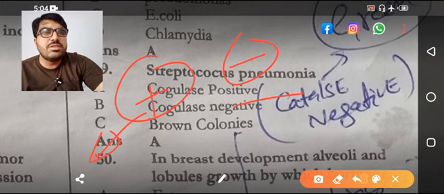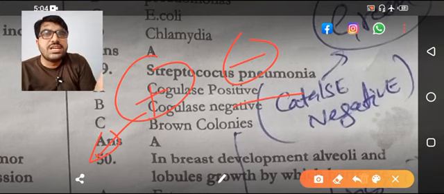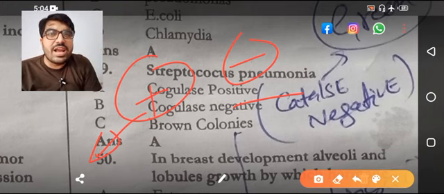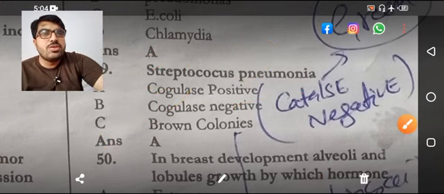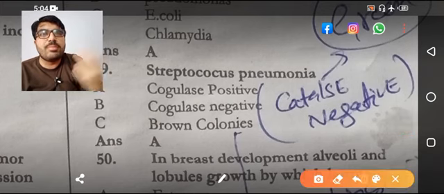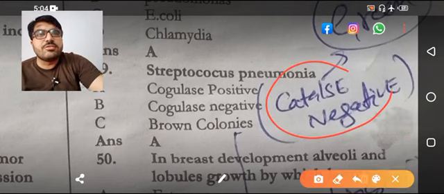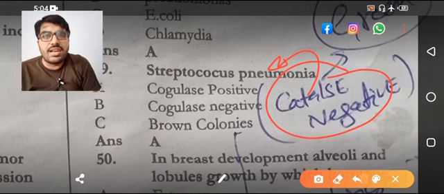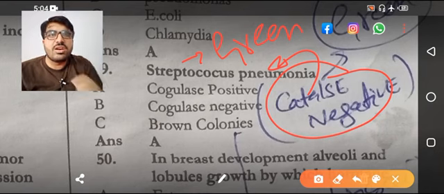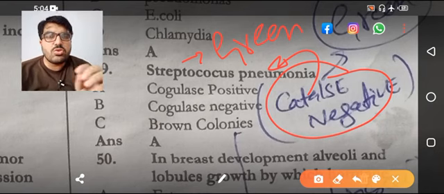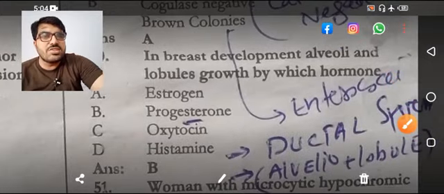Now coming toward the catalase negative. In the catalase negative we are having group A, B and C. So the right answer is missing over here. The answer is catalase negative, and it produces green colonies, not brown colonies, green colonies. So I think you have to get the concept as well.